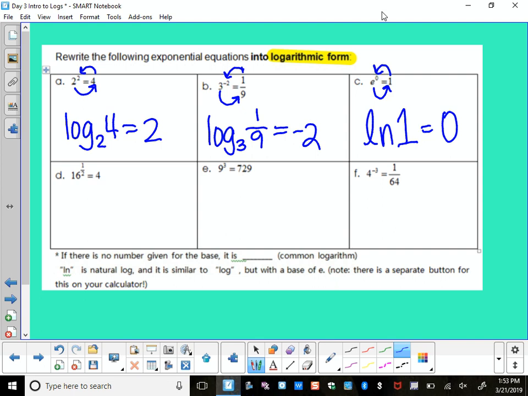Alright, Jeffrey, D is yours. My 16 to my 4, my 4 to my 1/2. How do I write this? Log. Yep. Log of, or log base what? What's the first number that you started with? 16. Okay, of 4 equals what? Good.